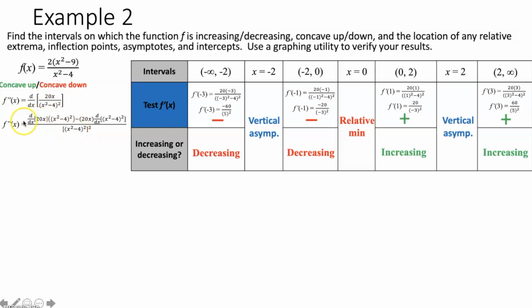Derivative of 20x, the 20 just hops out front. Derivative of x is just 1. Over here, the derivative of x squared minus 4, the quantity squared, requires the chain rule. So this becomes 2 times x squared minus 4 to the first power times the derivative of x squared minus 4, which is just 2x to the first minus 0.